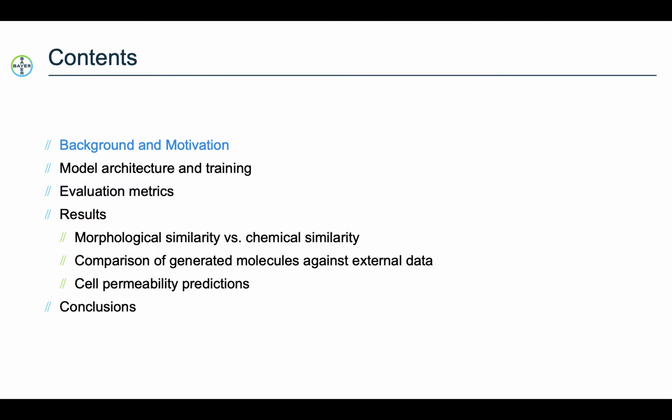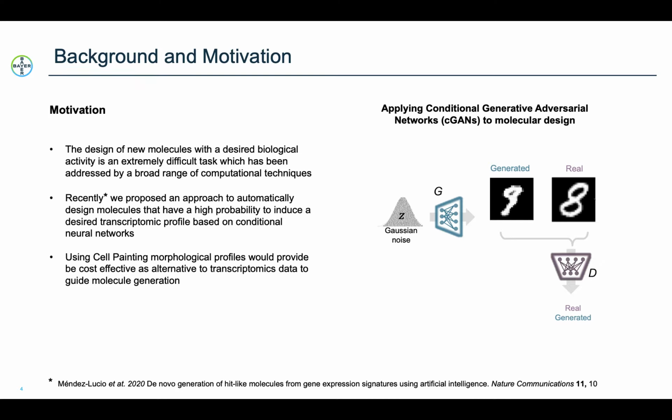So starting with the background and the motivation, it is well known that the design of new molecules with a desired biological activity is an extremely difficult task. There have been several computational approaches proposed to tackle this kind of problem. And actually recently we published one such approach in which we propose to combine conditional generative adversarial networks, so CGANs, together with gene expression profiles in order to guide the generation of small molecules.